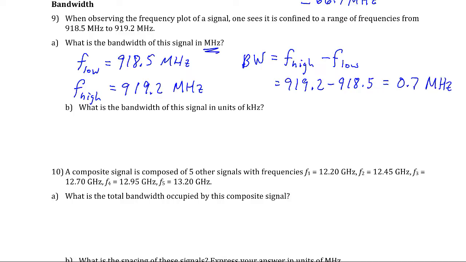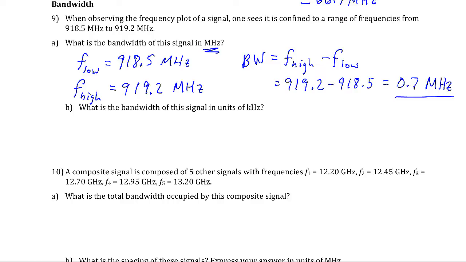And that's exactly what they want. The question is asking for the bandwidth of the signal in units of megahertz. Let's see, from 918.5 up to 919 is 0.5, and then up to 919.2 is another 0.2. Right, just checking my answer there.